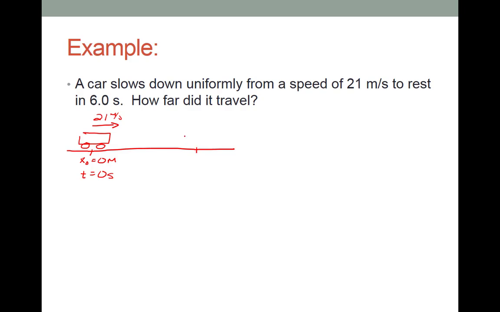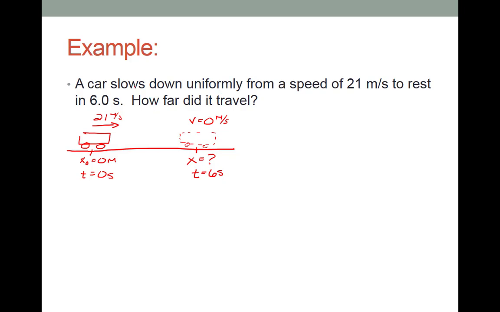At some time later, I'm going to dot this guy in, because obviously a car can't be in two places at once. I'm told it's at rest. It's slowed down to rest. So that tells me at this position, it's not moving. I want to know how far it traveled, so I'm asking for x in this question. I put that in with a little question mark just to remind me, hey, this is what you're looking for. And it happened at a time 6 seconds later. So I'm going to include that information as well.